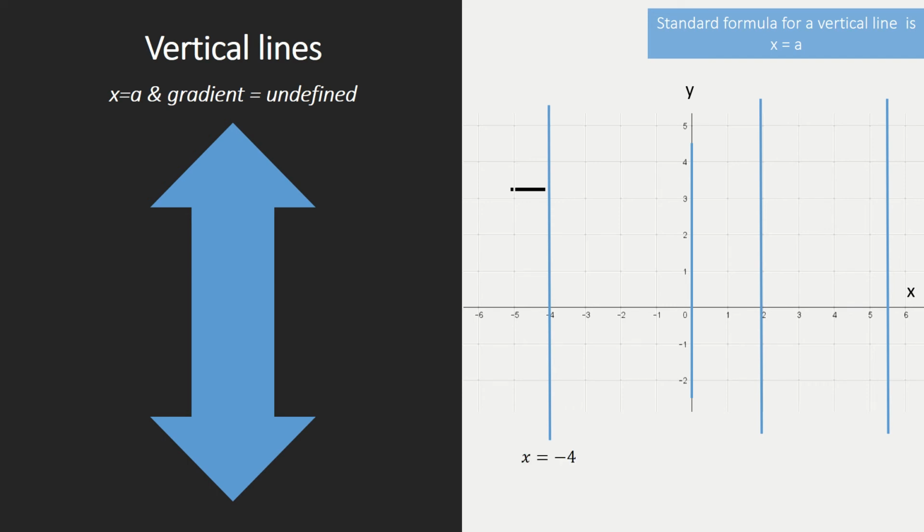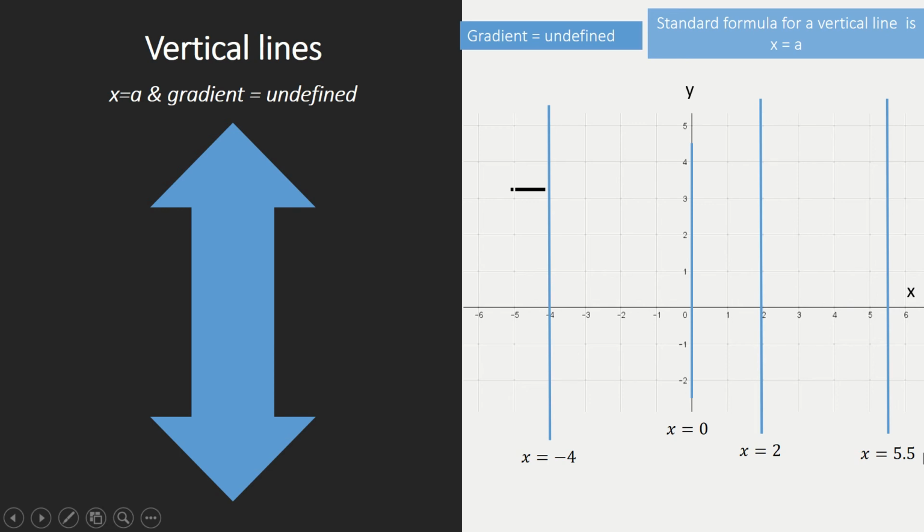In the case of the first line, we get x equals minus 4, since the value of x is minus 4. Then for the second line, the value of x equals 0, so we have x equals 0. Over here, the value of x equals 2, so we get x equals 2, and over here it's in between 5 and 6, so it's 5.5, so x equals 5.5.